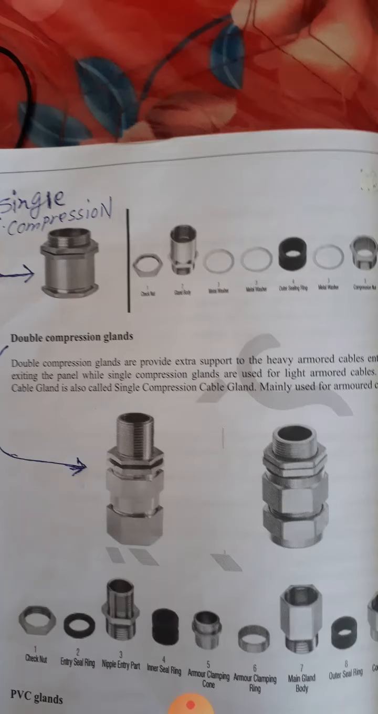The double compressor gland we can use for outdoor purpose. This is also weatherproof. It is strong, with two areas that tighten, and this kind of gland is used for heavy cable.